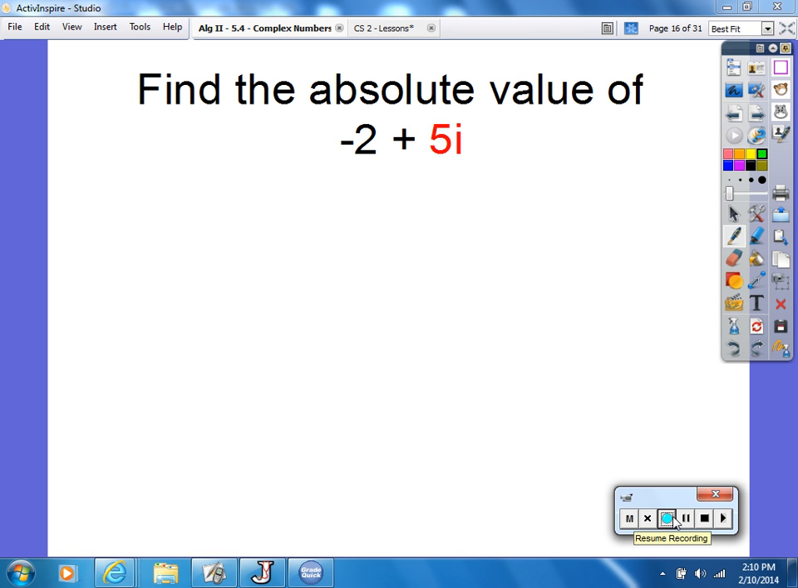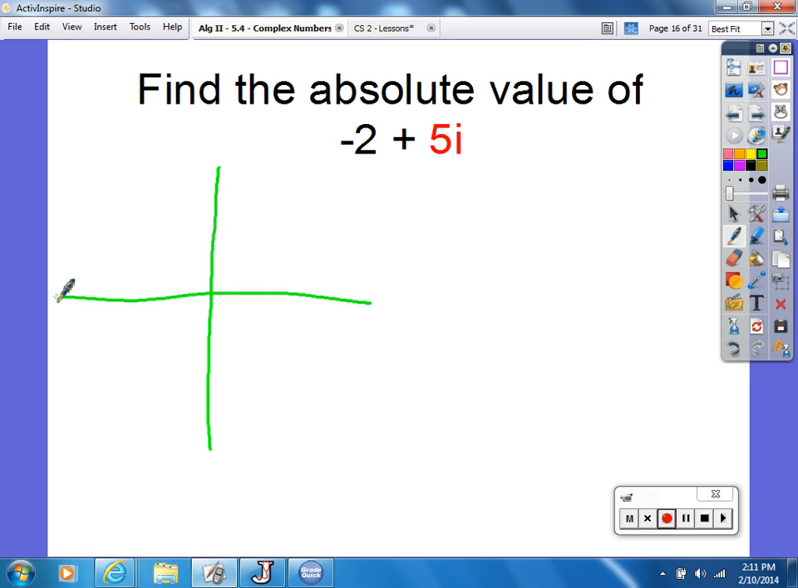So the first thing we're going to do is we're going to graph this. So I'm going to make myself a nice, pretty graph. The x-axis is now going to become my real axis, and the y-axis will now become my imaginary axis. So I've got a real part, I've got an imaginary part. Well, my real part is negative 2, and my imaginary part is 5. 1, 2, 3, 4, 5. Negative 2, 5. I'm going to put a dot at that negative 2, 5.